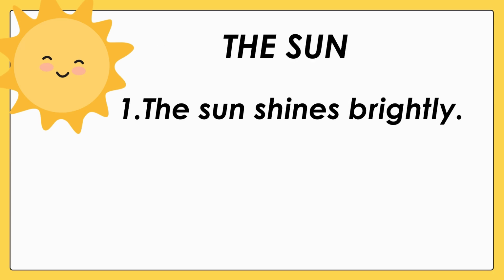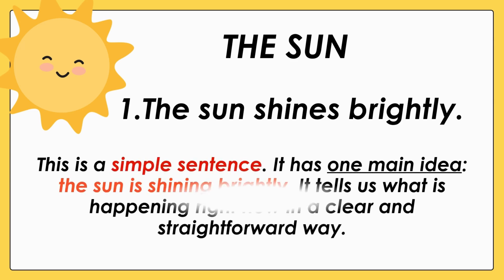Number 1, the sun shines brightly. This is a simple sentence. It has one main idea. The sun is shining brightly. It tells us what is happening right now in a clear and straightforward way.